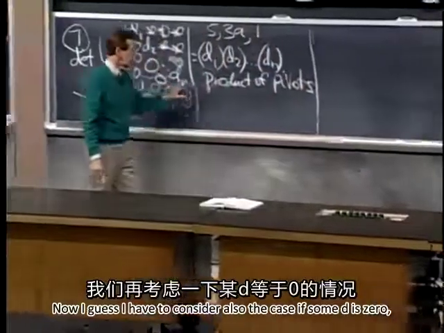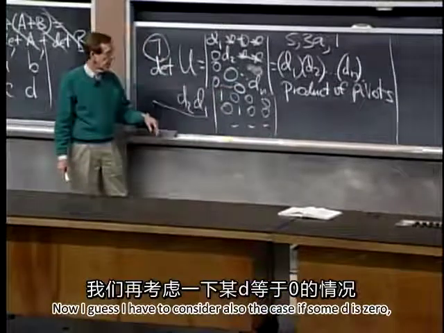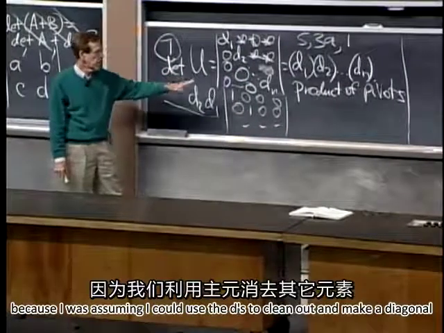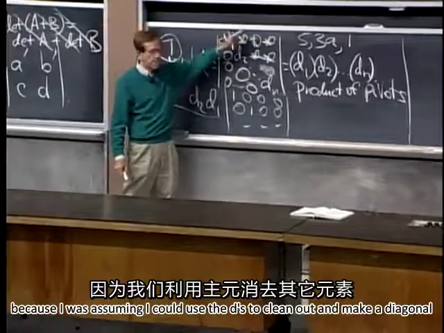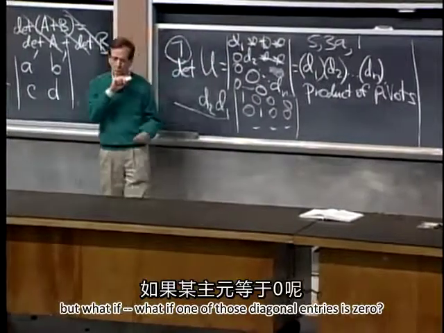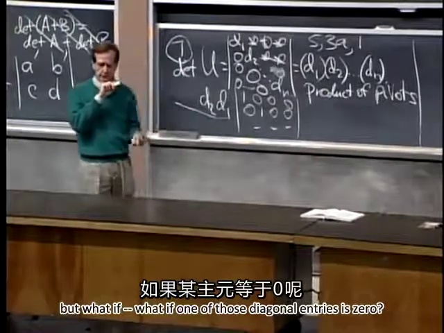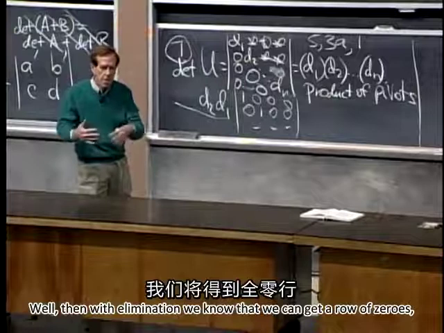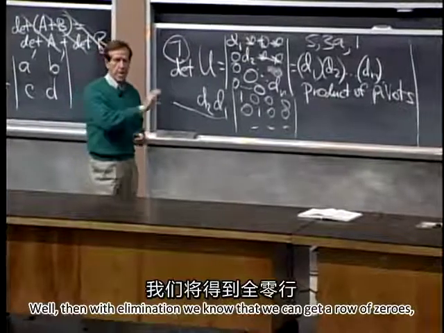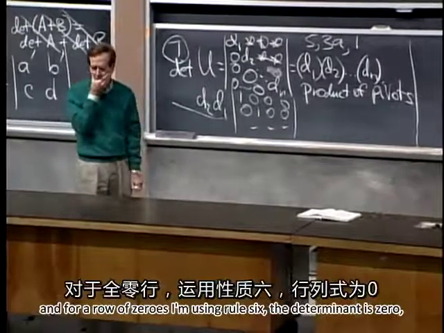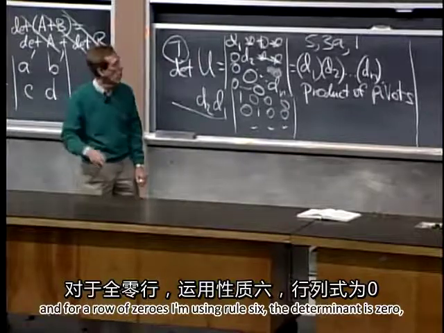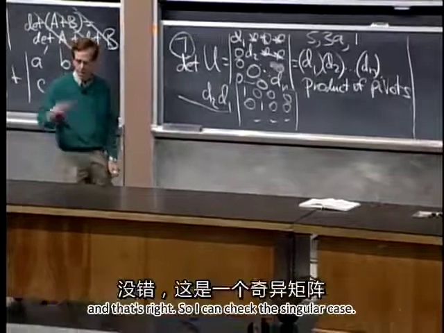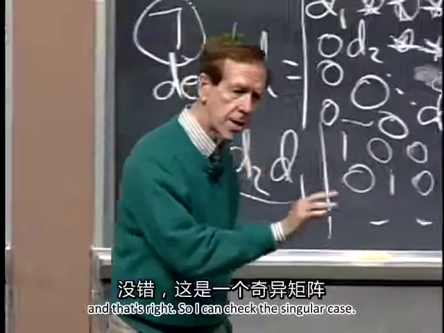Now, I guess I have to consider also the case if some d is 0. Because I was assuming I could use the d's to clean out and make it diagonal. But what if one of those diagonal entries is 0? Well, then with elimination, we know that we can get a row of zeros. And for a row of zeros, I'm using Rule 6. The determinant is 0, and that's right. So I can check the singular case.